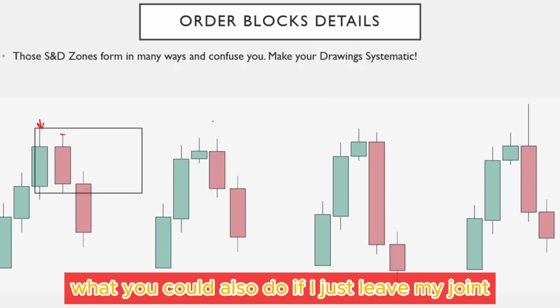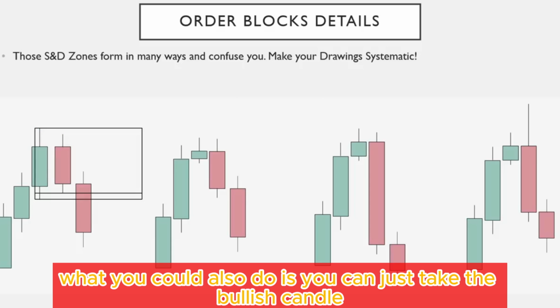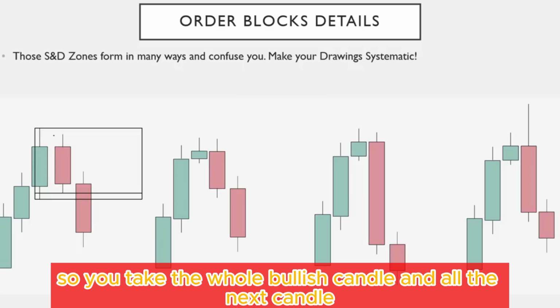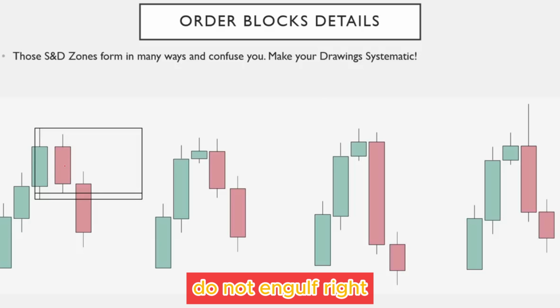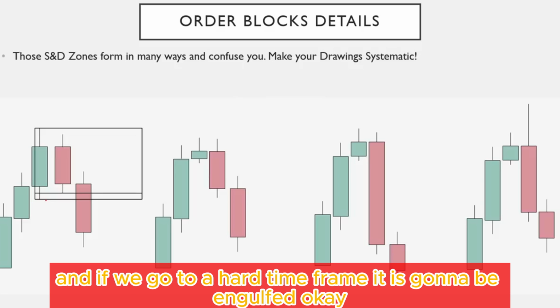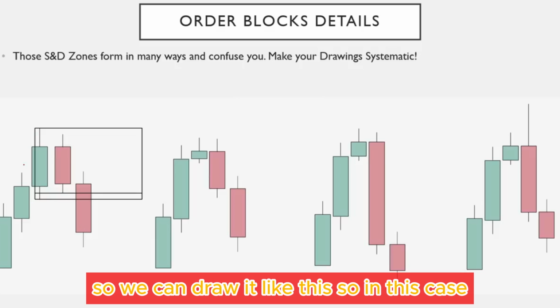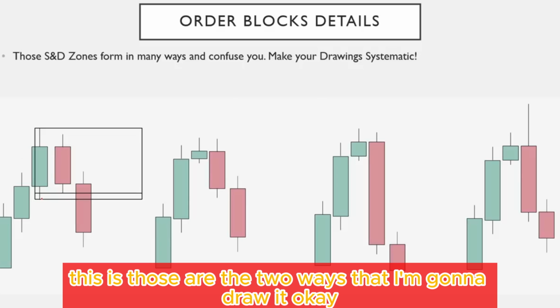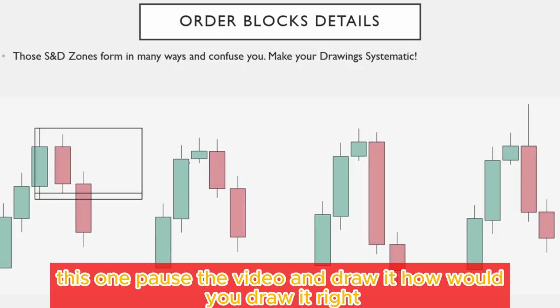What you could also do, if I just delete my drawing, is just take the bullish candle. So you take the whole bullish candle and all the next candles do not engulf. There is an engulfing here, and if we go to a higher time frame, it is going to be engulfed. So we can draw it like this. In this case, those are the two ways that I'm going to draw it. Okay, this one. Pause the video and draw it.